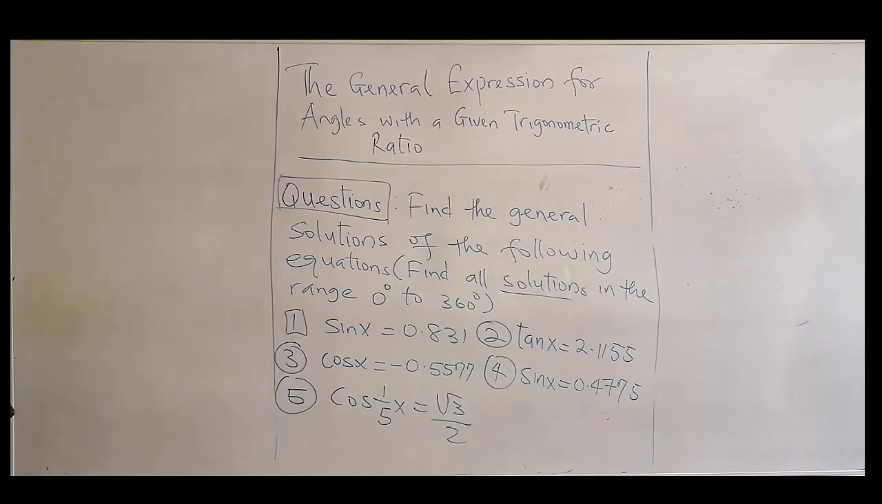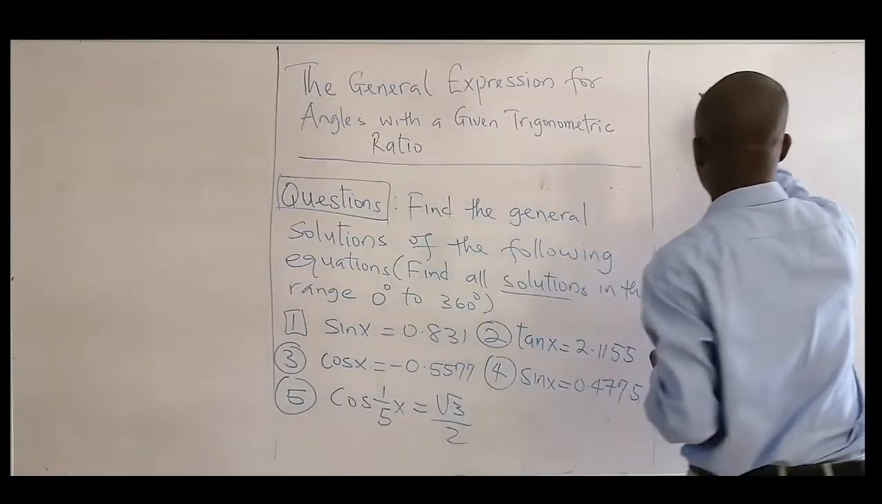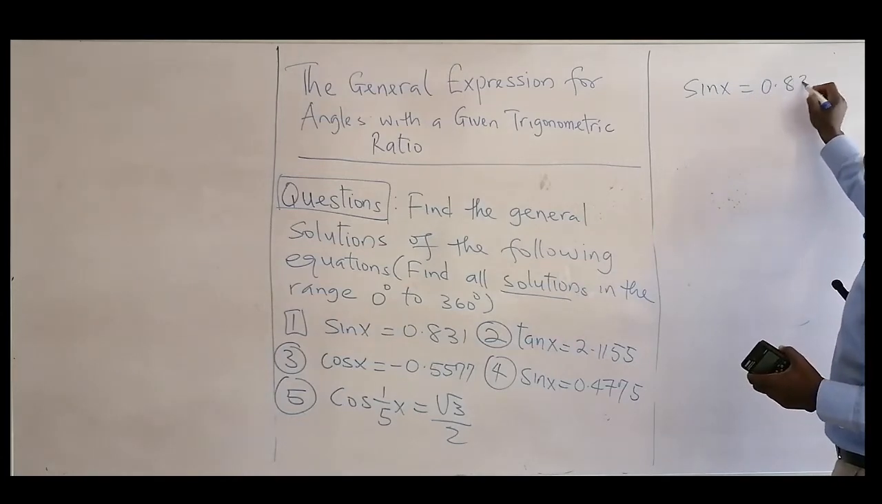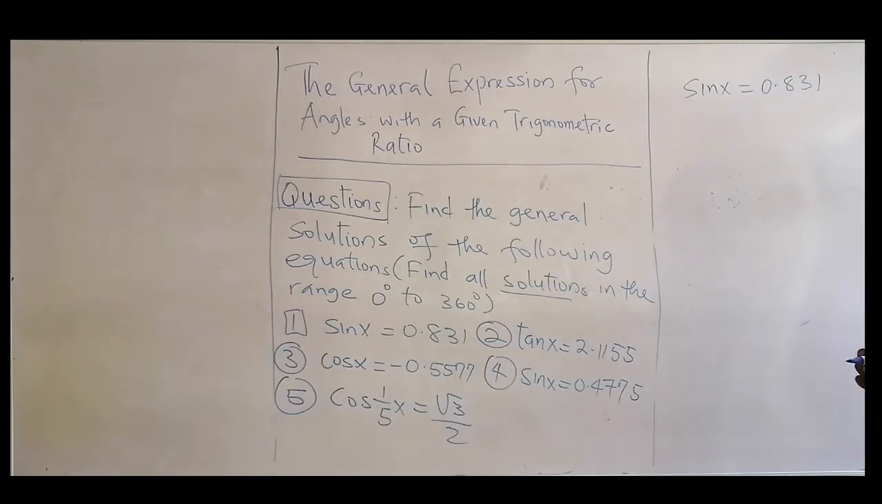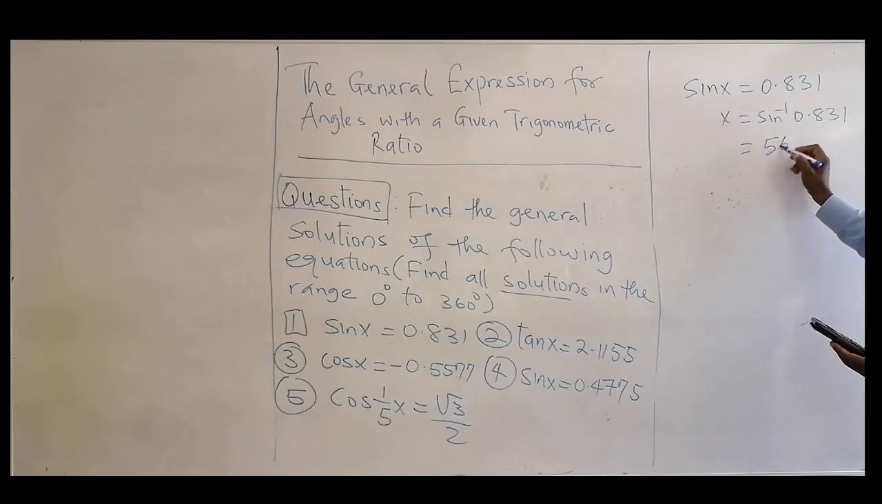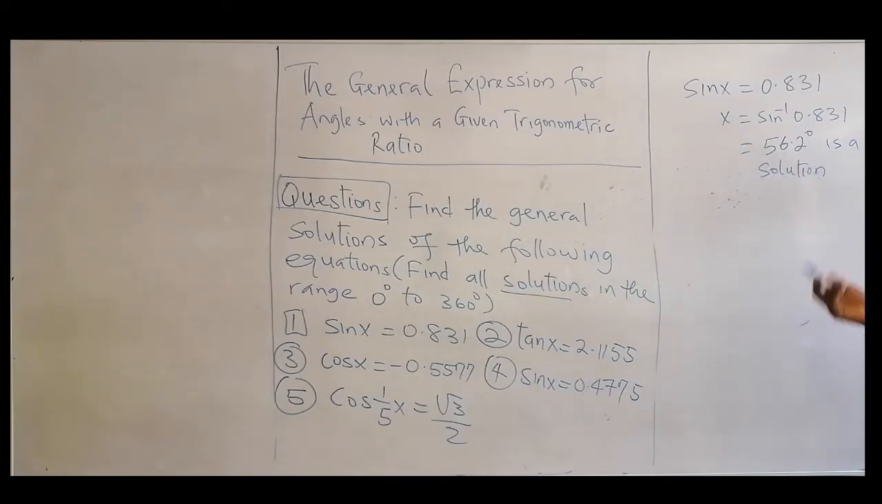So let's look at question 1. We have sine x equal to 0.831. The first thing to do is to get the angle, the theta. That will be x equal to arcsin 0.831, and that will give us 56.2 degrees. So this is a solution. We need to get the other values.